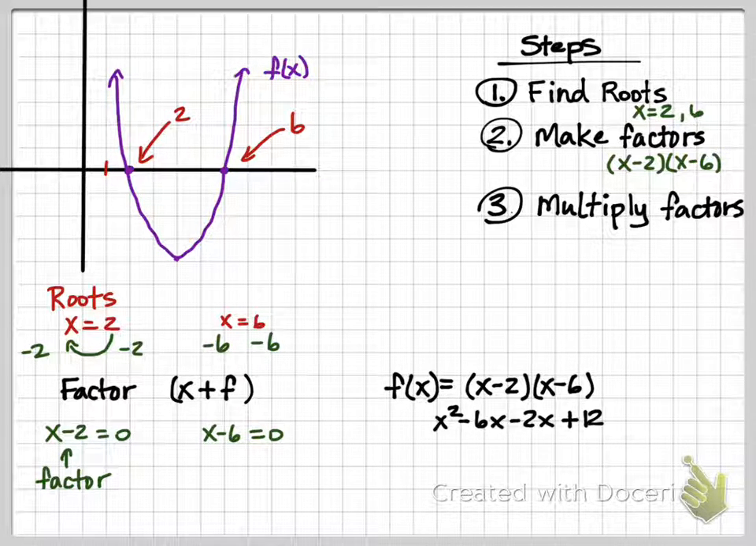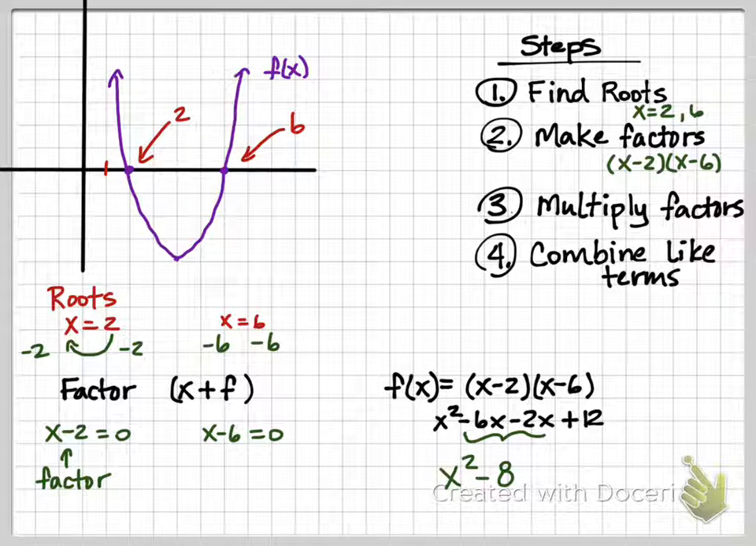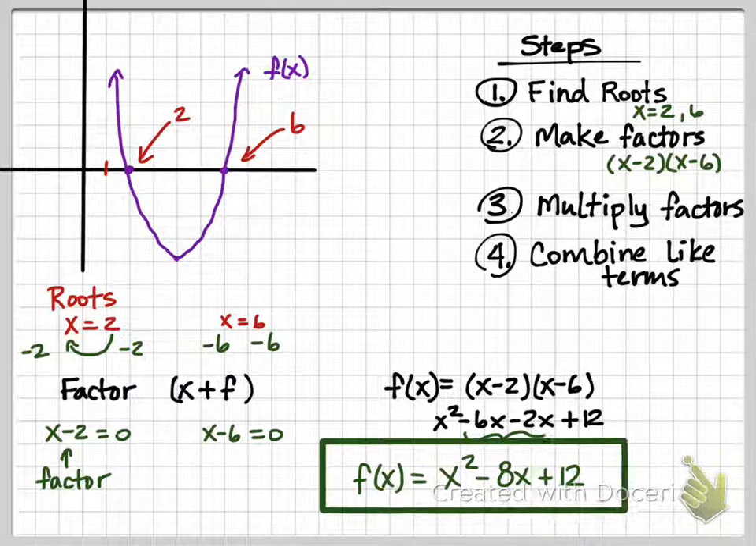Hooray! Next step, we're going to combine our like terms. This is actually our final step. If we combine our like terms, we have this negative 2 plus this negative 6. We end up with x squared minus 8x plus 12, because we have negative 6 and a negative 2 and they're together. And we just stick this little f of x equals on the outside here. And that's our equation. So we're done. And that is all you do.